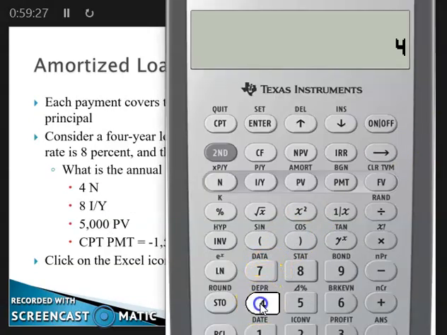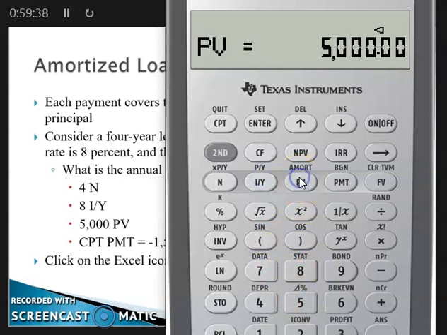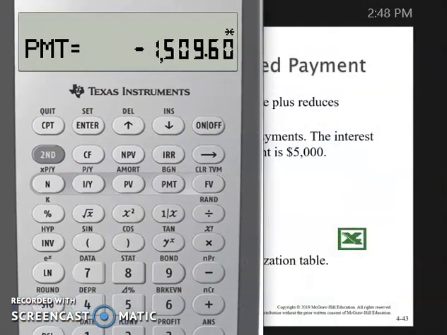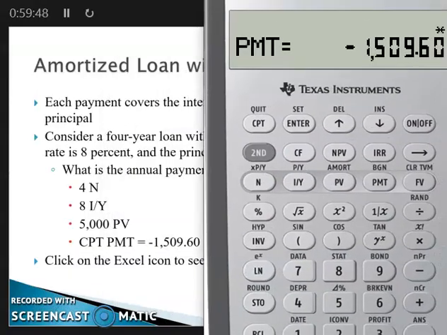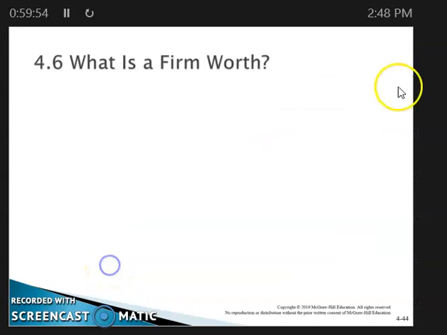So that's 4 N, 8 I/Y, 5,000 present value. That's a positive because you're receiving that money, and then 0 future value, and then compute payment, and we get the 1,500 and let's see, there we go, $1,509.60, just like on the slides.